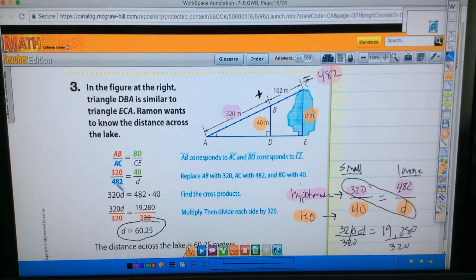Right? So I set up my proportion a little differently. Like I said, you do have a little bit of flexibility. You just have to make sure that you are being consistent and that you're putting like across from like.